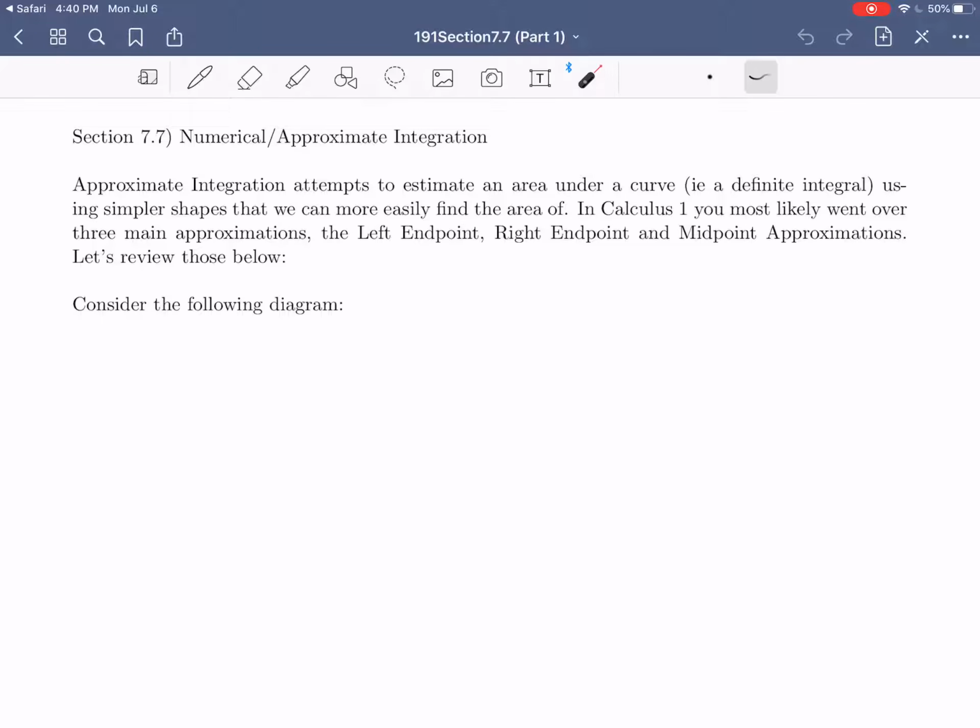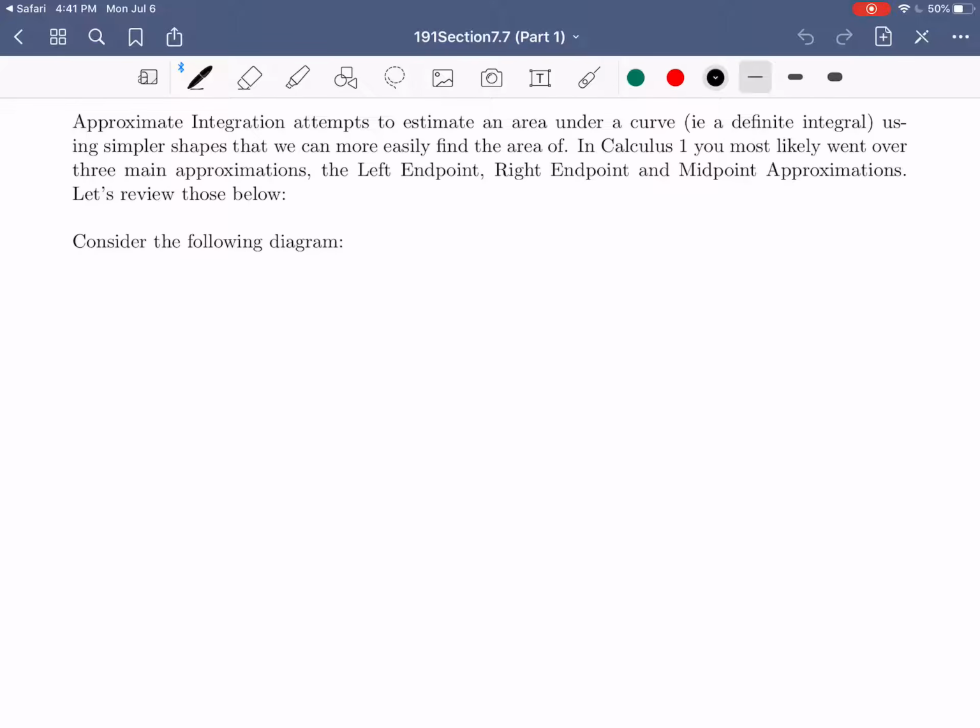To start off with, let's review these approximations that hopefully you saw from Calculus 1: left endpoint, right endpoint, and midpoint approximations. So to do that, let's consider this diagram. Let's imagine that we have some axes, and maybe we have a function f of x that looks like that. So there's our f of x, and maybe we're interested in some interval from a to b here. So we're working from a to b.